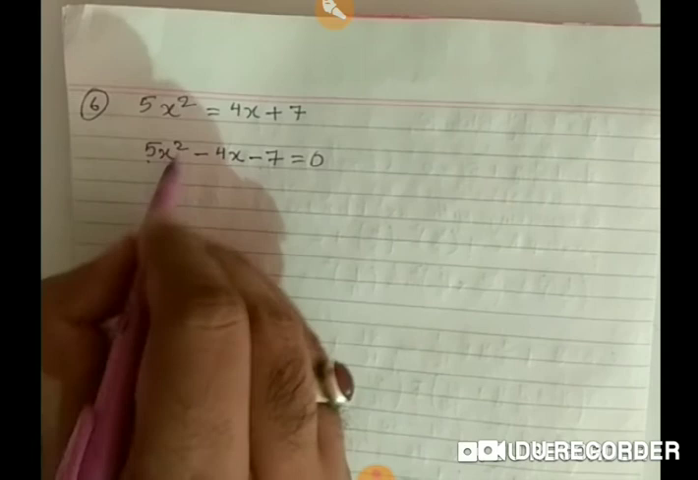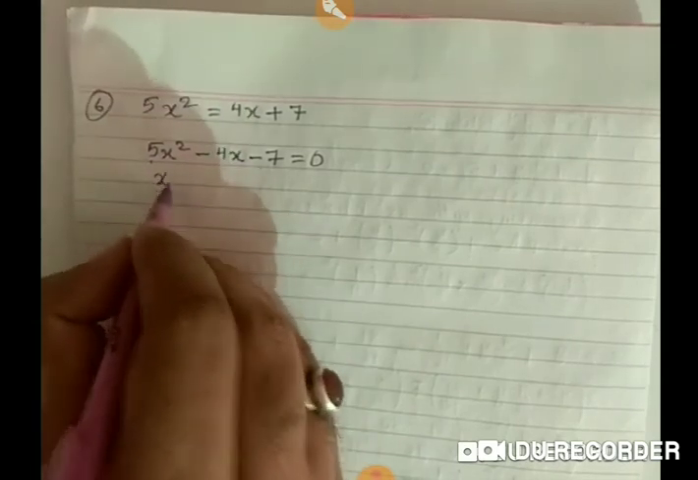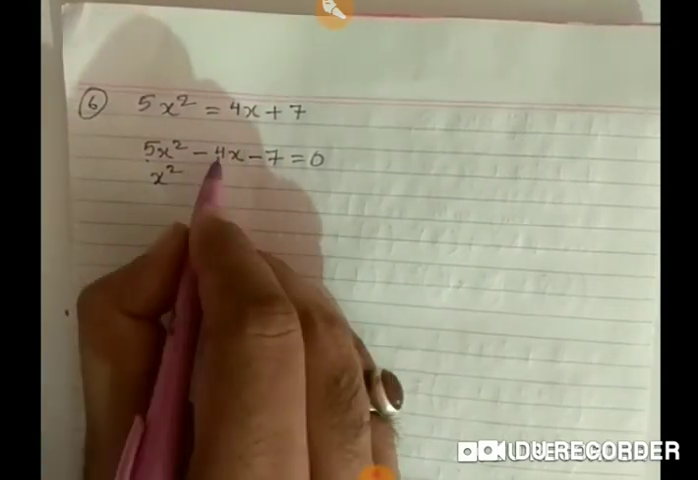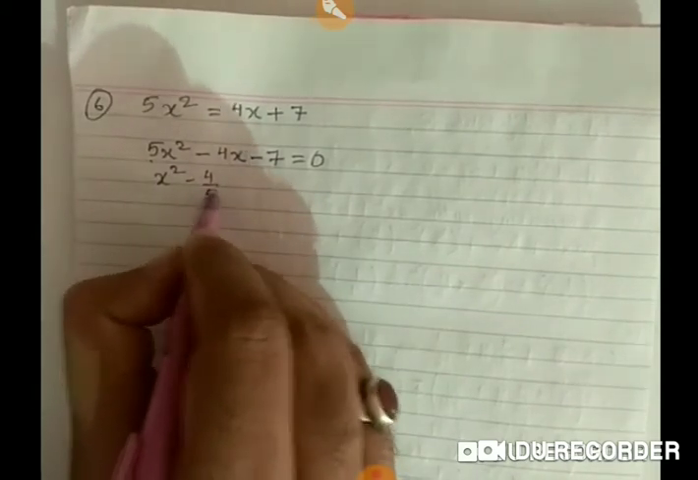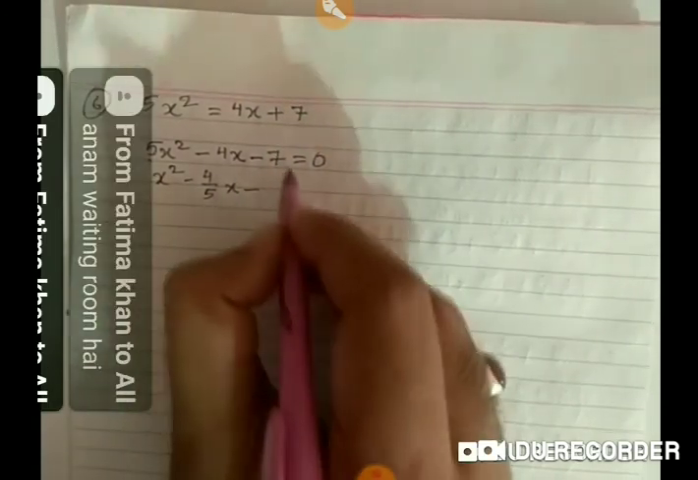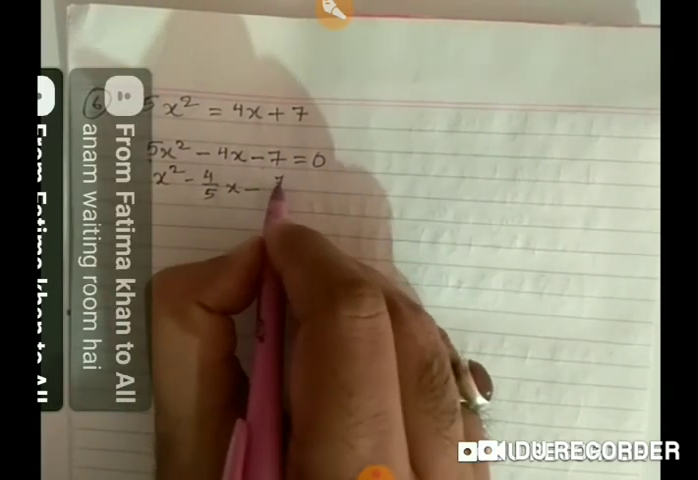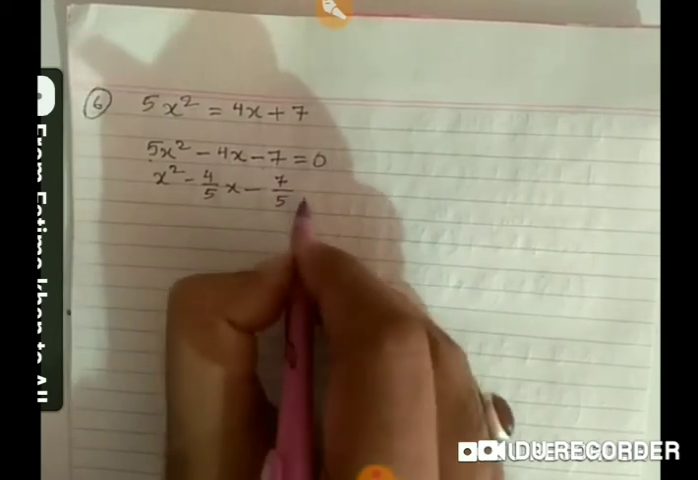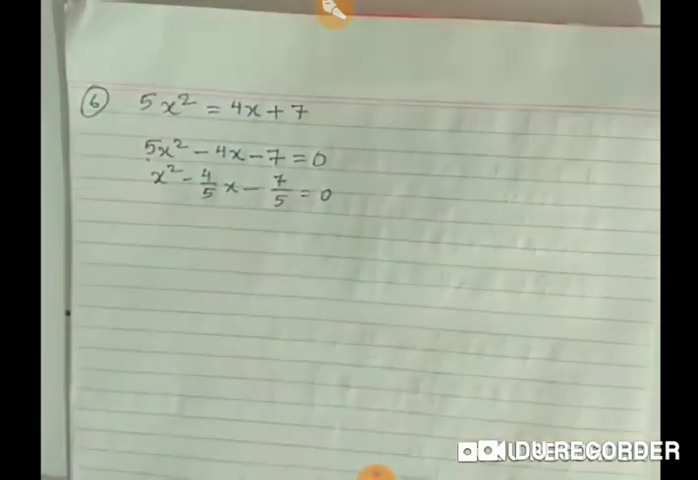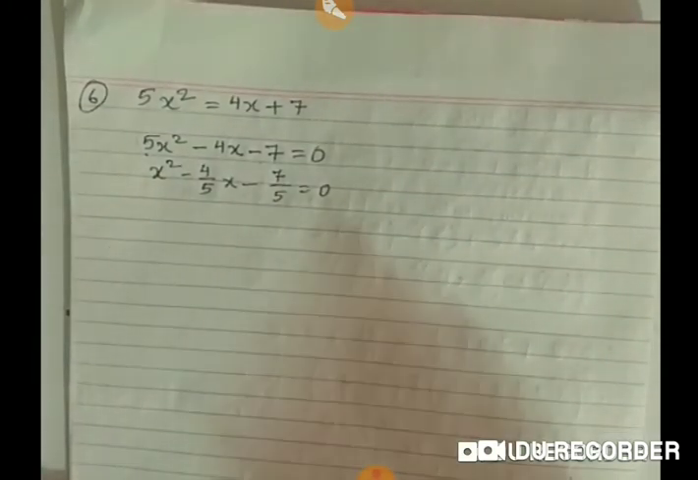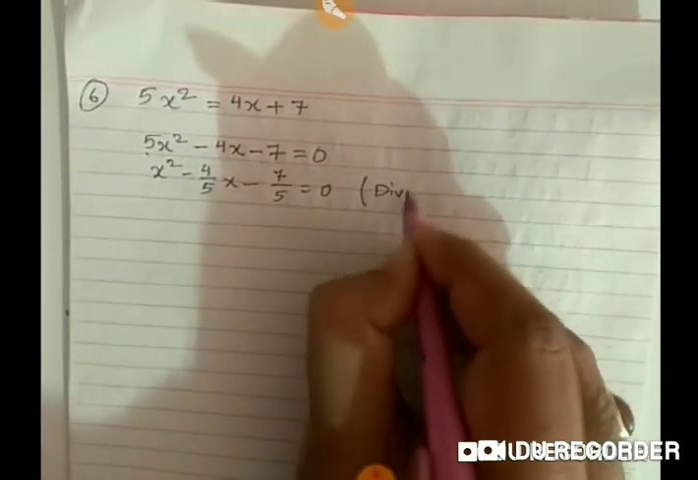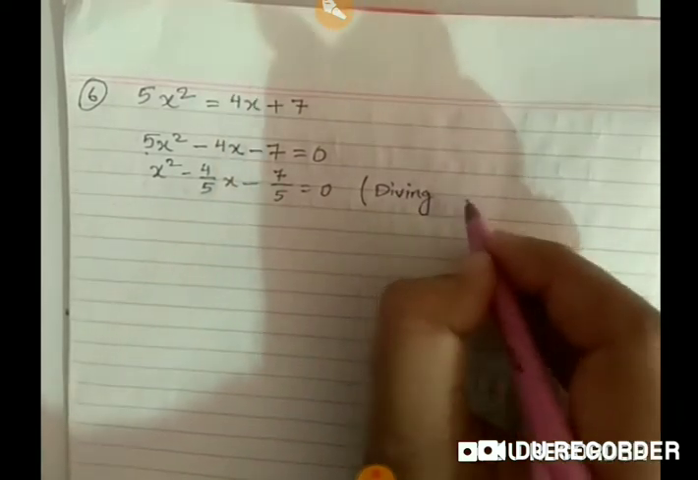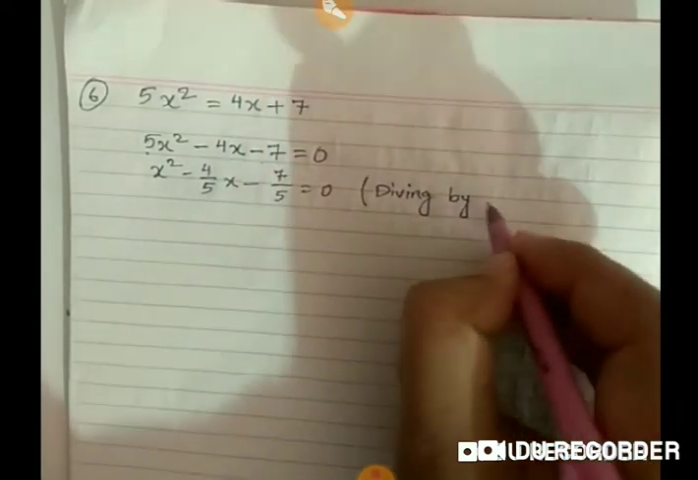So when you divide this term by 5, you will get x square. Then we can divide this 4 by 5. So you will get 4 upon 5 x minus 7 upon 5 equals to 0. This is on dividing the given equation by 5. So here you will mention that you are dividing the given equation by 5.